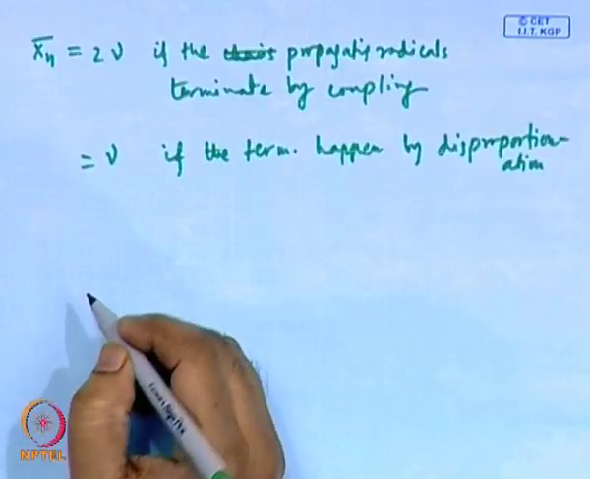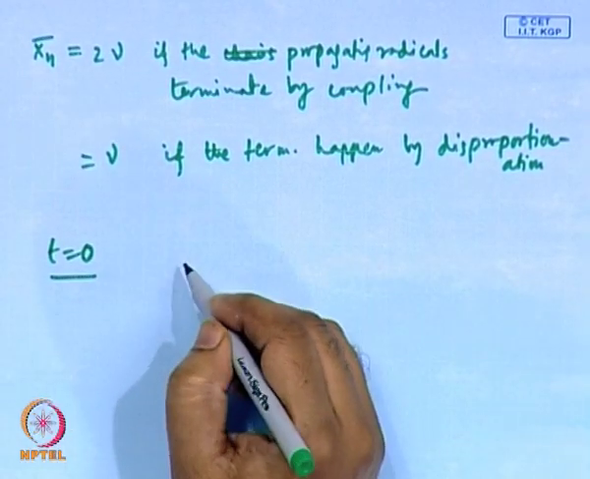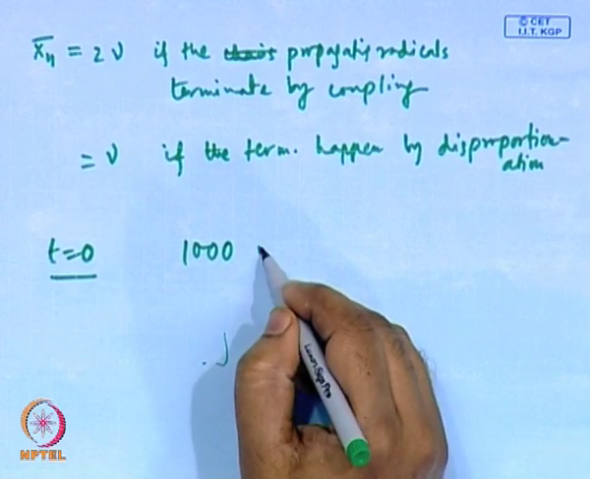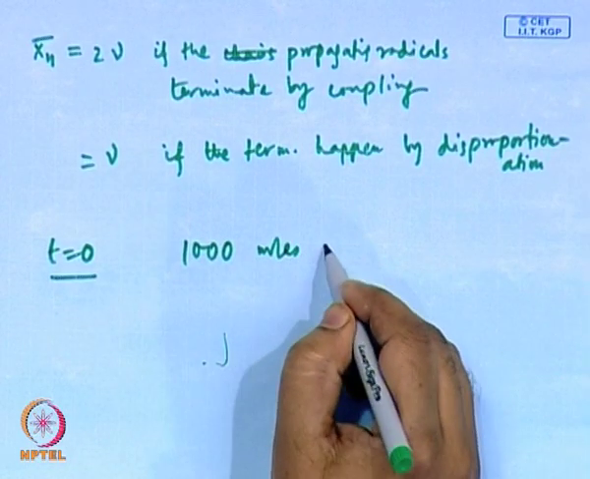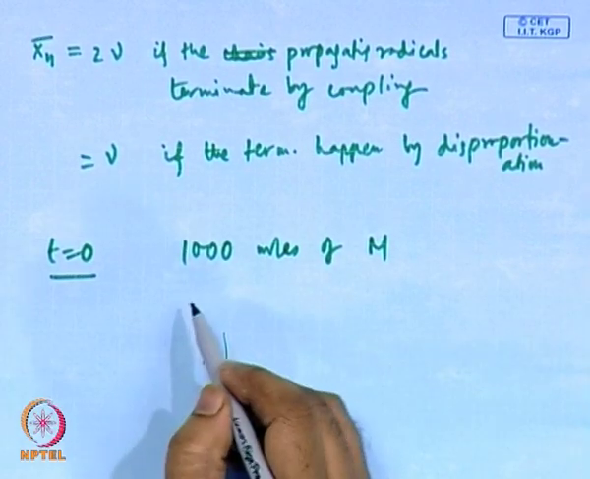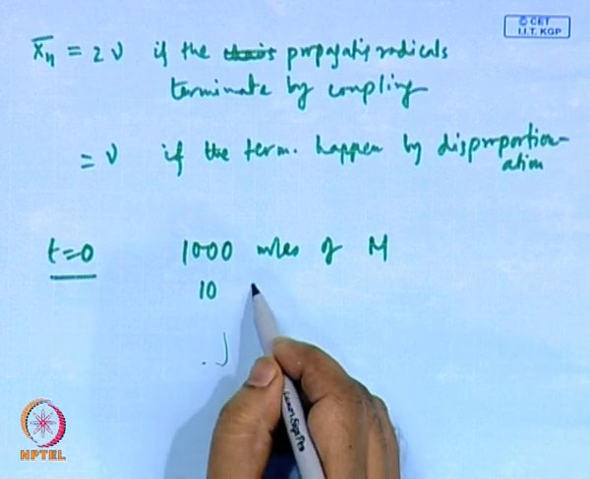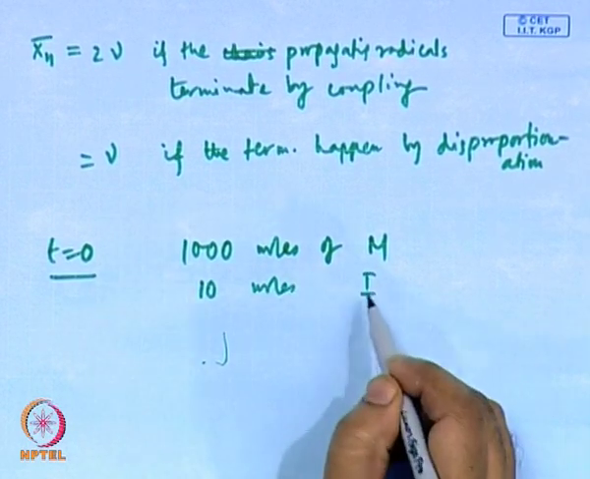Let us take a simple example and see whether we can visualize this more. Now, let us start a reaction at t equal to 0. I have, say, 1000 moles of monomer M, and say 10 moles of initiator molecules I.